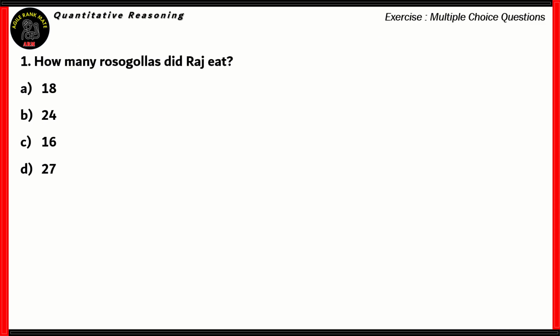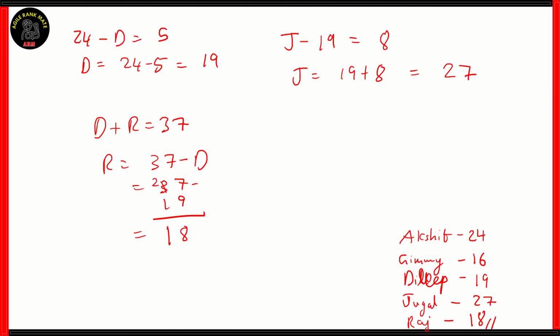Now let's look at our question. The first question was, how many rasgullas did Raj eat? And we found the answer out, didn't we? Option A, 18, is the right option, if we look at our table here.